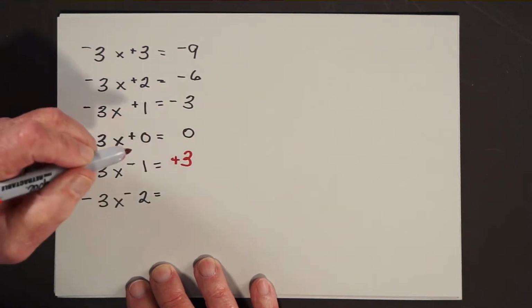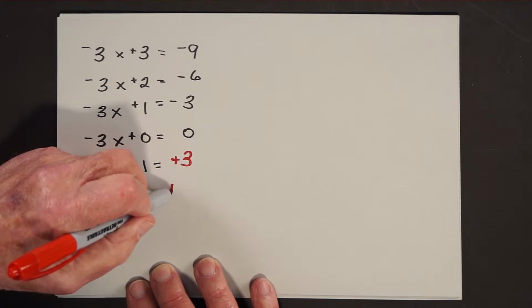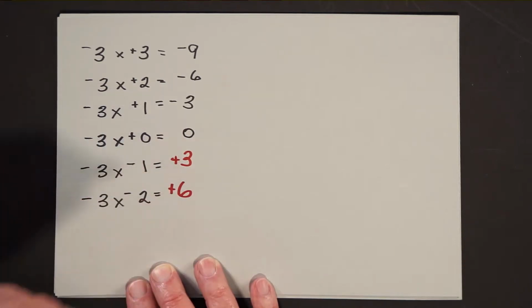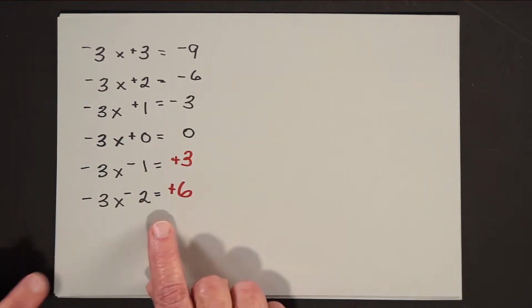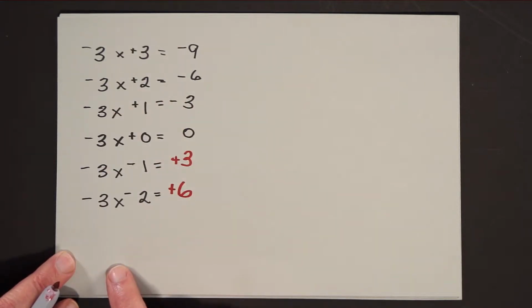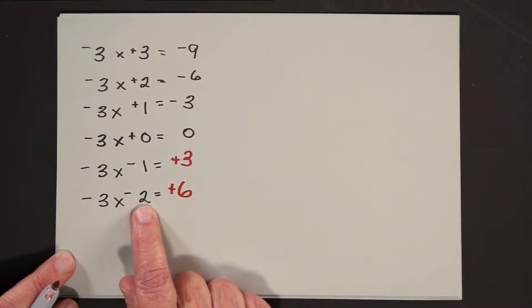So 0 plus positive 3 is positive 3. Positive 3 plus positive 3 is positive 6. And so this method here would say, if you want this to be true, negative 3 times negative 2 has to equal positive 6. Again, a very, very important thing to notice in math.